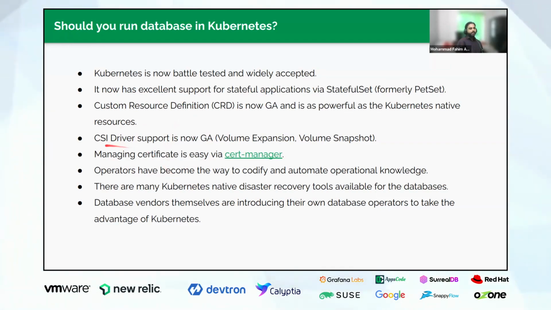Then there is CSI driver support. CSI driver is also GA now. It can also do volume expansion and volume snapshot. When running databases on Kubernetes, the first thing that comes to users' minds is, can they take a backup, like can they take a volume snapshot? So now you can take a volume snapshot. It's very easy to take a volume snapshot using the support of the CSI driver.